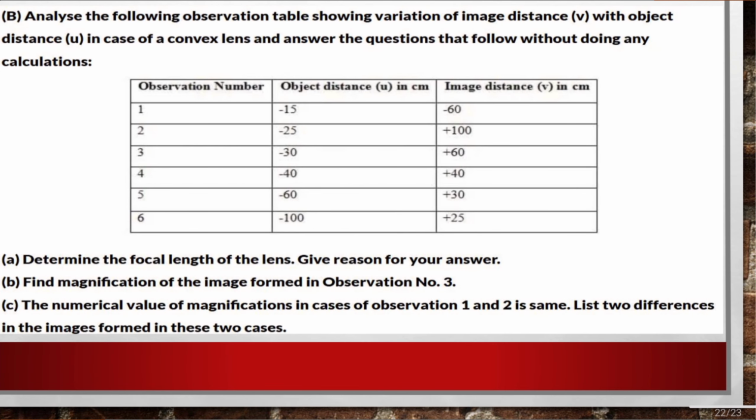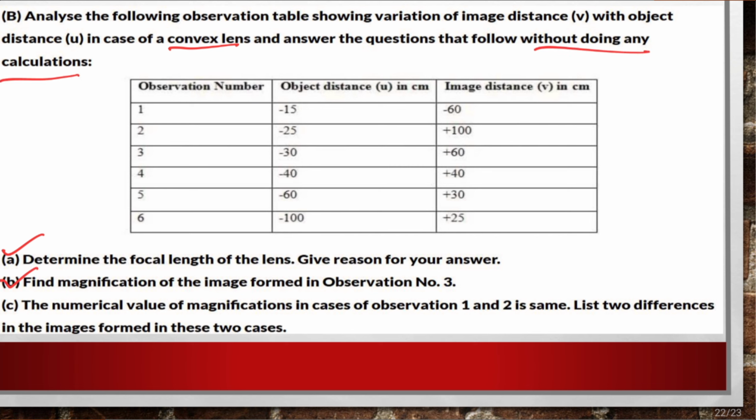Now the last question. Analyze the following observations, the table showing variation of image distance with object distance in case of a convex lens, and answer the questions that follow without doing any calculation. So first, determine the focal length of the lens and give a reason for your answer. Remember, you don't need to calculate it because it says without doing any calculation.